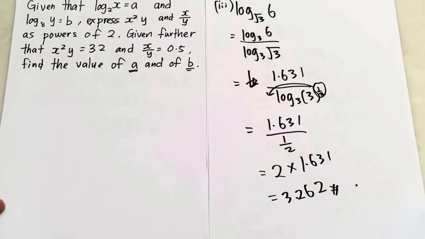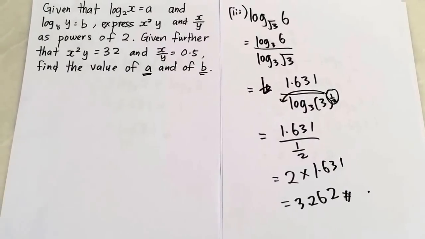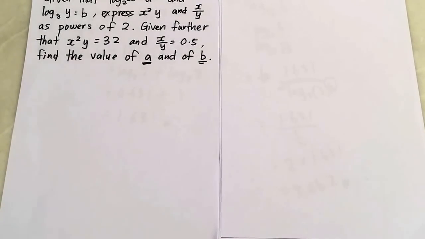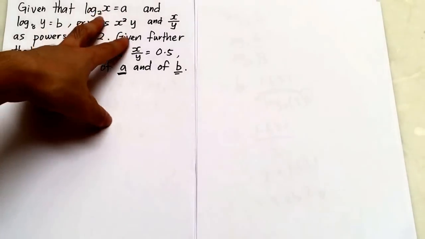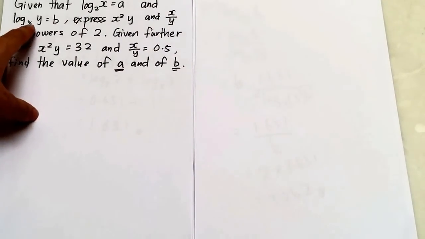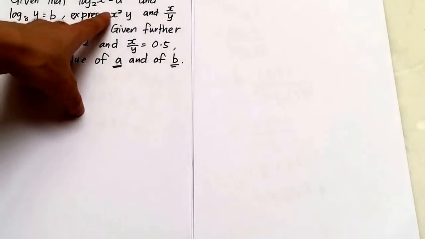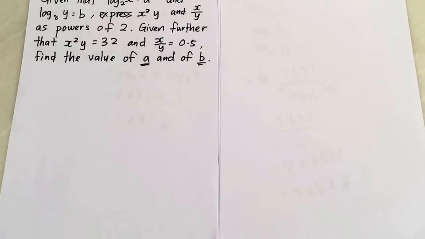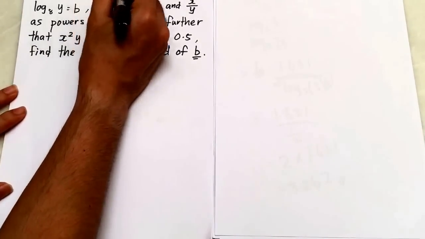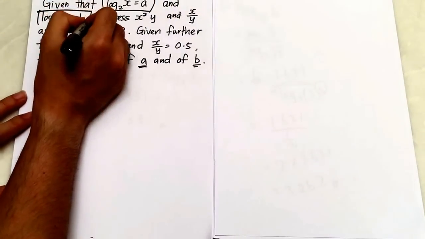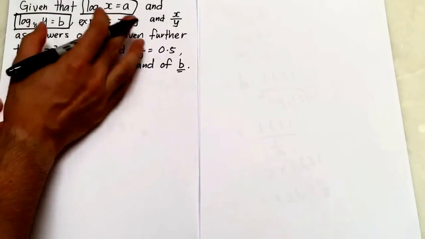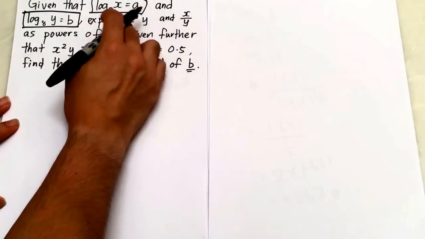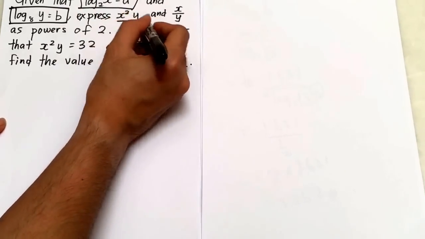Alright, the last one. This is a bit of a long question, so I think I might need 5 minutes to explain it. It's quite similar to the last few questions. It gives you log base 2 of x equals a and log base 8 of y equals b, and then asks you to express x squared y and x over y. Actually, it's quite simple. The first thing is, this is the information given, and I'm going to use it later. Those given information, you just use it. And then I ask you to do this one. So I know this is the first thing I need to do.